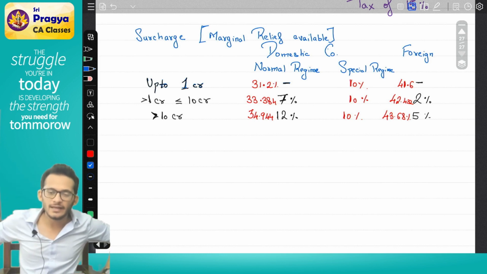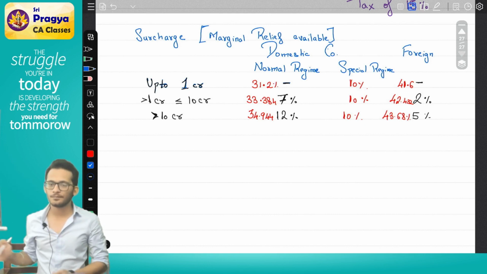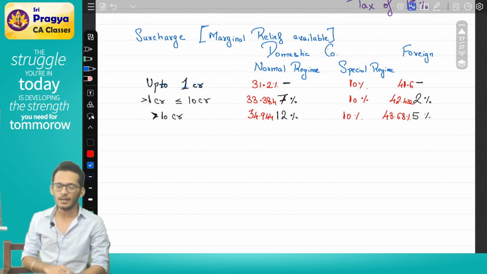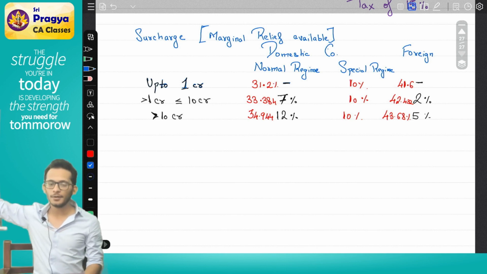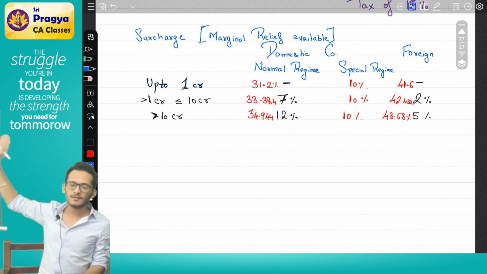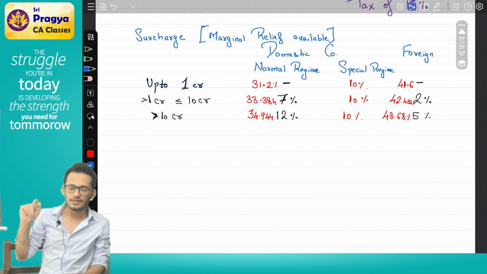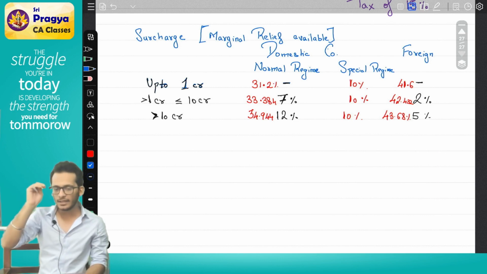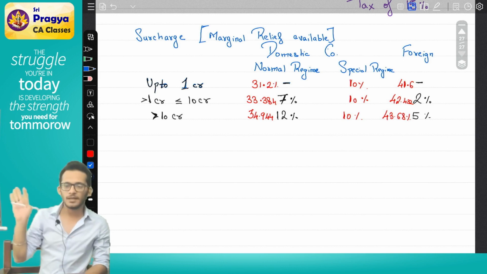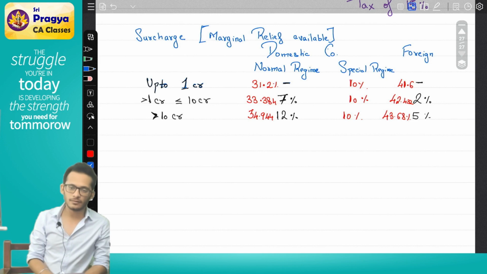Normally, if you remember, why did we do marginal relief case? Because your surcharge created more tax for you than your income, which means that will only be applicable if you are opting for normal regime or you are opting for foreign company. If you are in special regime, all the surcharges are still the 10%, which means it doesn't matter. No matter what you try, marginal relief will not be applicable because your tax will end up being lower than your income. Clear?